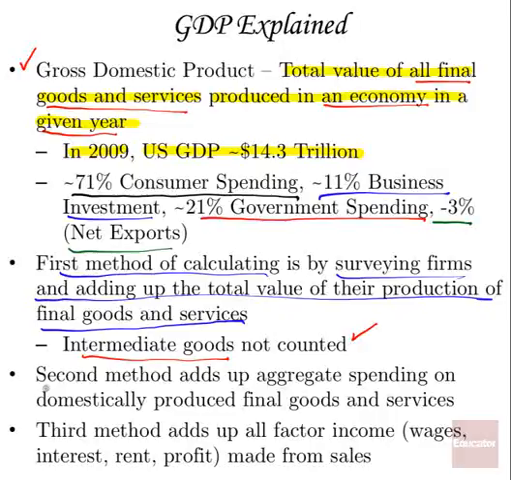The second method is adding up all the aggregate spending on domestically produced final goods and services. That one's easy. So you add up the purchases here, and here. Whereas the previous one, you figure out the value added here.